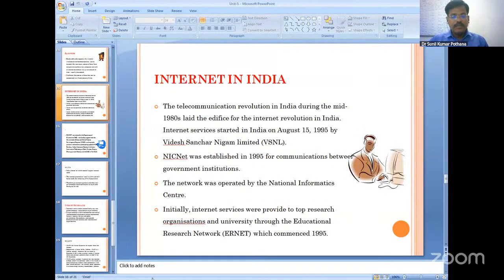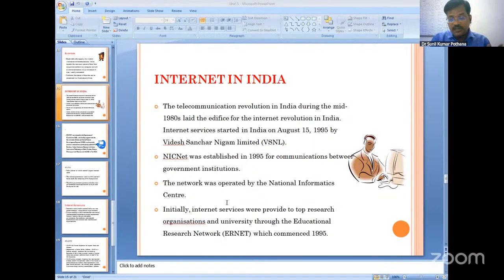Next is the internet in India. The telecommunication revolution in India during the mid-1980s laid the edifice for the internet revolution in India. Internet services started in India on August 15, 1995 by Videsh Sanchar Nigam Limited, VSNL.